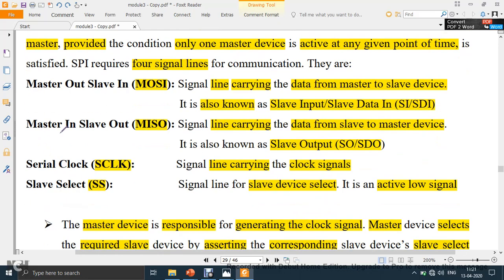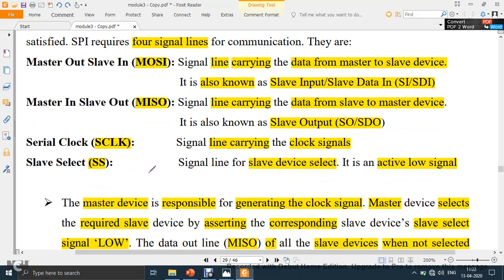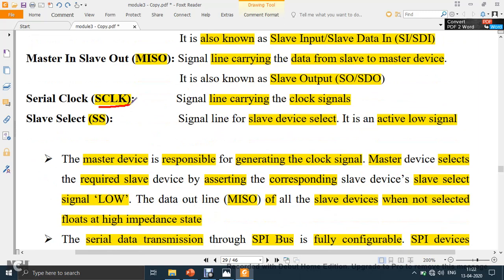So the next line is master in, slave out. As the name again indicates, this line is used whenever the slave is sending the data out and master is receiving the data in. That is MISO. It is also known as slave out or slave data out. Okay, both are the same. One more is SCLK, which is the clock signal for synchronous communication. Because it is synchronous communication, there should be a clock. And then there is slave select.